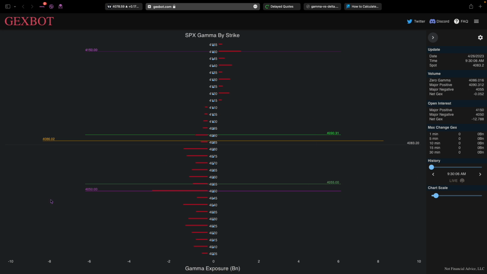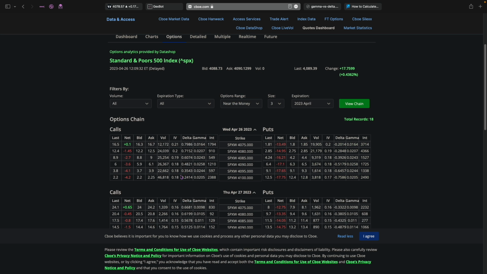And so what GEXBOT does is it makes the naive assumption that, well, the way that they put it is all calls are bought, all puts are sold, but it doesn't really matter. They basically just take all the volume as if it were opening volume. And so then they perform the same calculation, except they use the volume column here. So volume here, volume here.